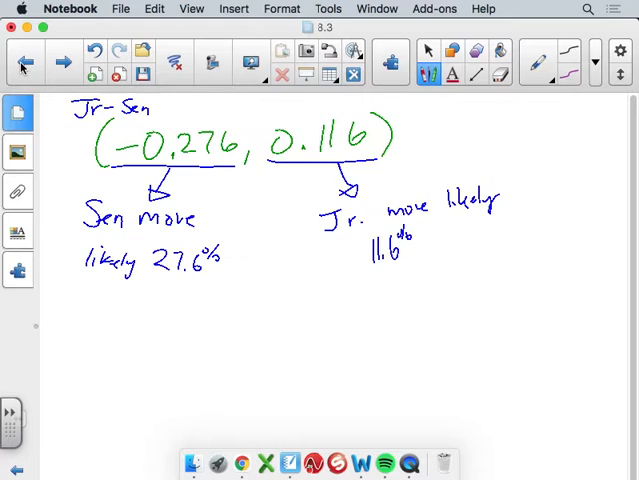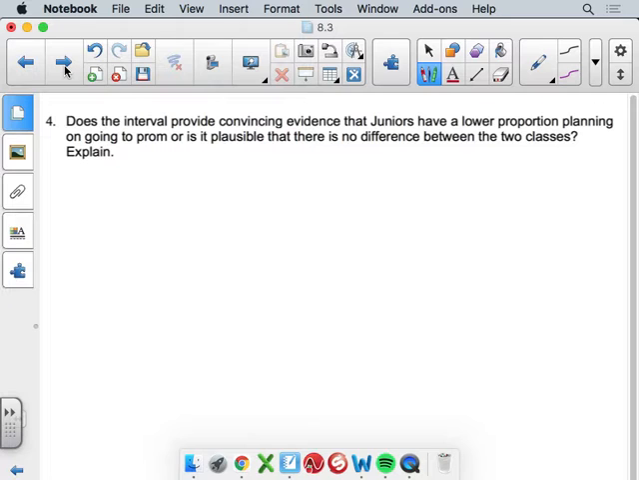So our interval, if I go back, this interval says somewhere in here, anywhere, is the actual proportion. It could be at 11%, it could be at 10%, it could be over here at -20, it could be at -8, it could be anywhere within there. So do we have evidence? I would say no. Because I have negative and positive, I don't know who's more likely. Seniors could be more likely, juniors could be more likely, so I have no idea who's more likely to go or not. So on number 4, do we have evidence?